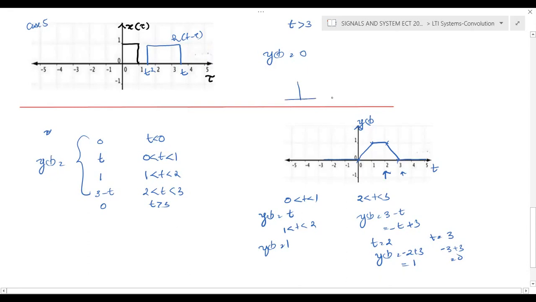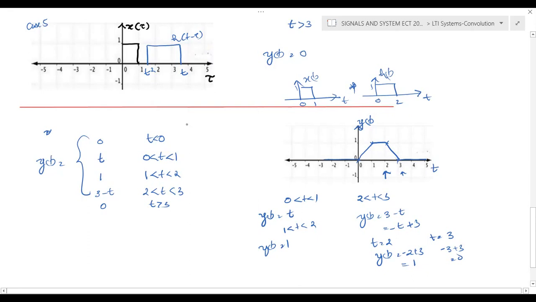So if you convolve two signals, x of t from 0 to 1, with the other signal h of t, again a pulse, but if you observe these two pulses, the width of the pulse is different. The first pulse width is 1 unit and the second is 2 units. And the final result will be a trapezoidal waveform. In the previous example, it was a triangle, because both pulses had the same width. Now the width is different, so you'll get a trapezoidal waveform.